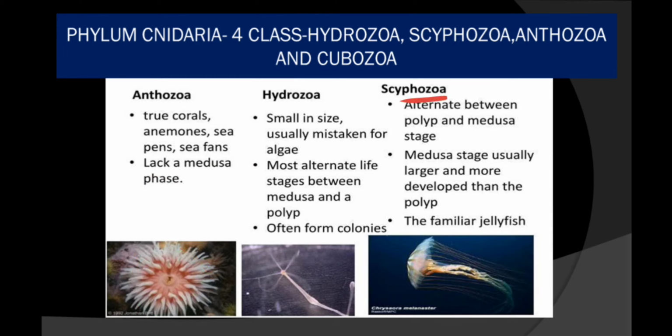Whereas in Scyphozoa, you will see that the medusa stage is there and the polyp stage is not that much developed. An example is jellyfish. Whereas in Hydrozoa, you will see both the stages, alternating life stages between the medusa and the polyp. So these are all the 3 classes of the phylum Coelenterata.